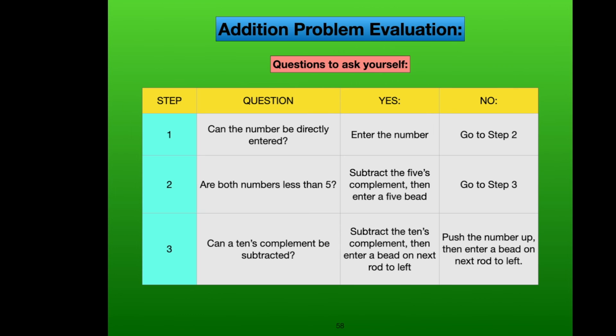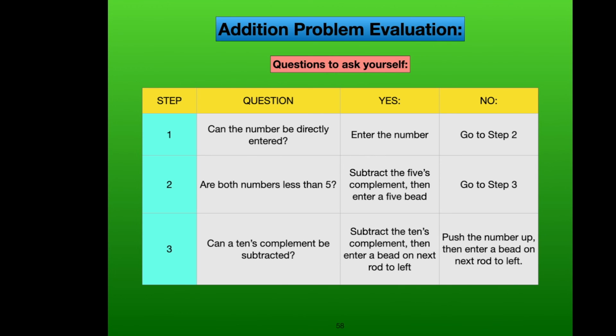Here's the mental process that I go through when I evaluate an addition problem. I ask myself 3 different questions, leading to 4 possible answers. So the first question I ask myself is, can the number, now we're talking about the second number. We already have a first number on the abacus. We're talking about entering the second number, which is addition. The first question is, can the number be directly entered?